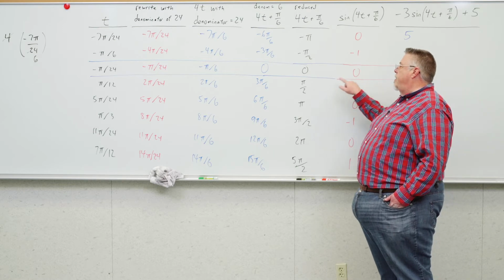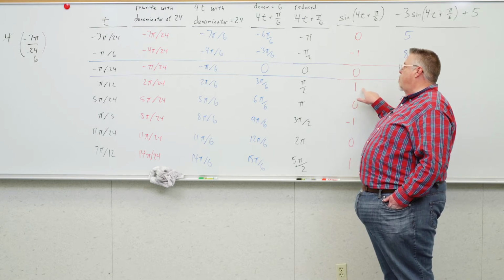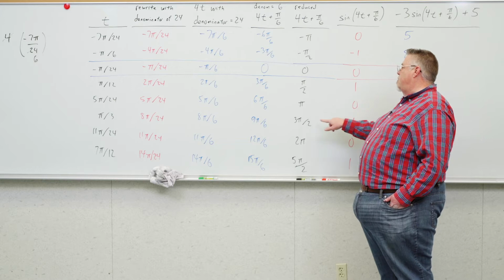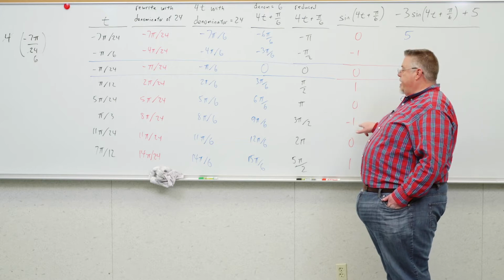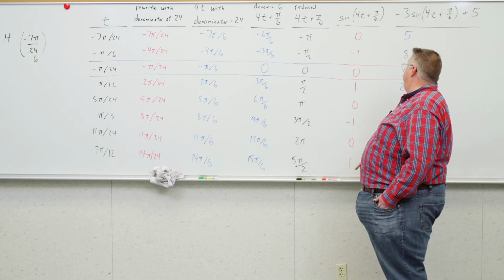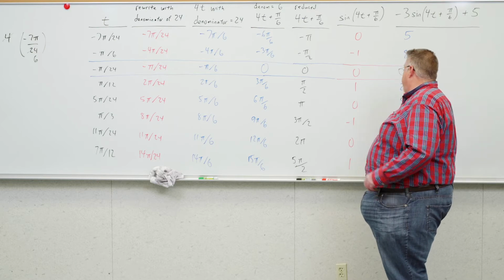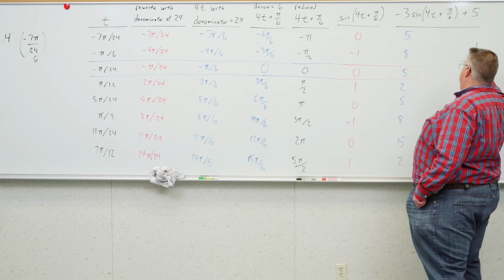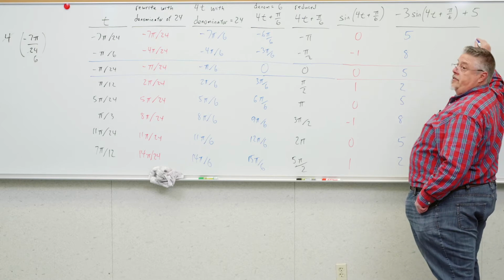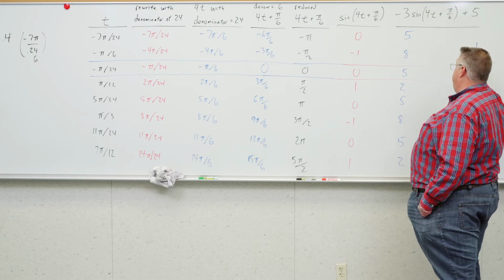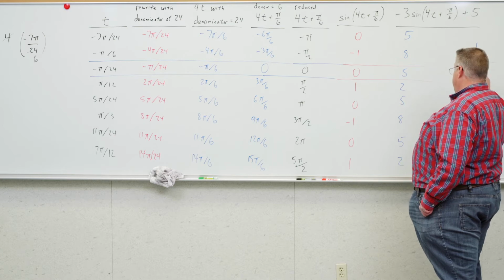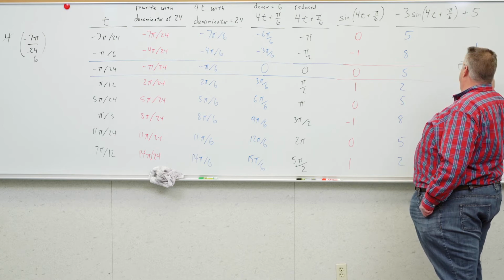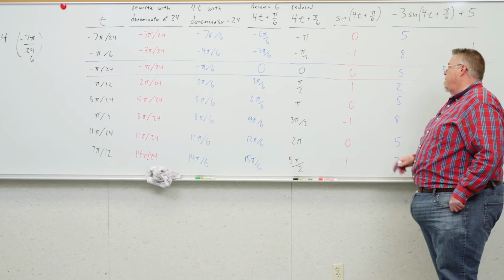Sine of 0 is 0. Sine of pi over 2 is 1. Sine of pi is 0. Sine of 3 pi over 2 is negative 1. These should be fairly familiar to you. If you've got to draw this guy again, do it. Okay? Sine of pi over 2 is 1, because sine is the vertical coordinate. Sine of negative pi is 0. Sine of 3 pi over 2 is negative 1. Sine of 2 pi is 0.